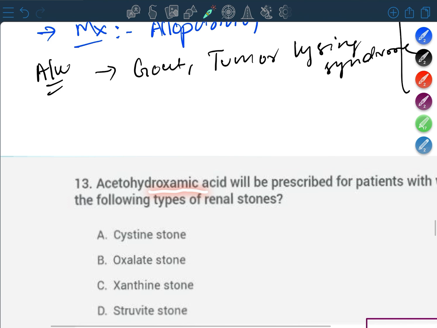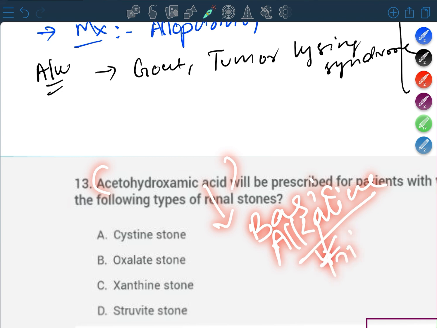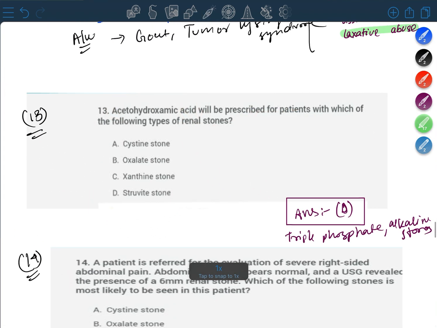Acetohydroxamic acid will be prescribed for patients with which of the following? So see, this is an acid. This is preferred in patients with basic or alkaline urine. So which is alkaline? This is triple phosphate. Triple phosphate is also staghorn or struvite. So the option is answer D. Answer D. Okay, done. Let's move on to the next question.